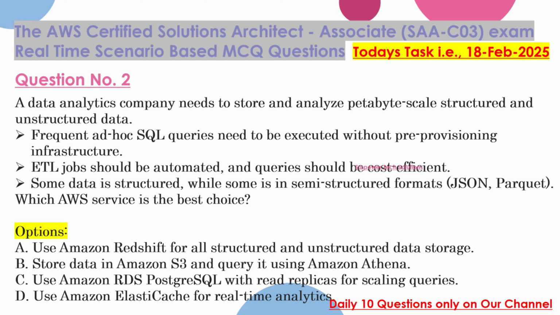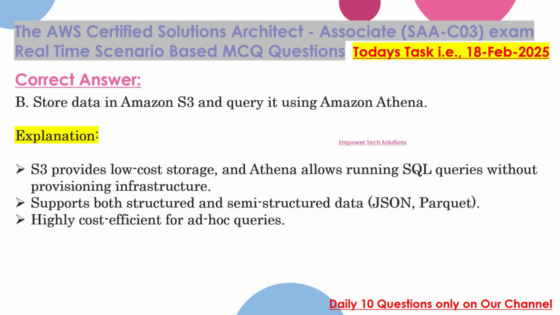Options: A. Use Amazon Redshift for all structured and unstructured data storage. B. Store data in Amazon S3 and query it using Amazon Athena. C. Use Amazon RDS PostgreSQL with read replicas for scaling queries. D. Use Amazon ElastiCache for real-time analytics. Correct answer: B. Store data in Amazon S3 and query it using Amazon Athena.